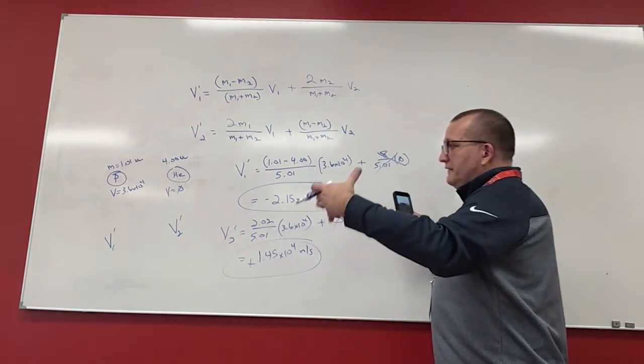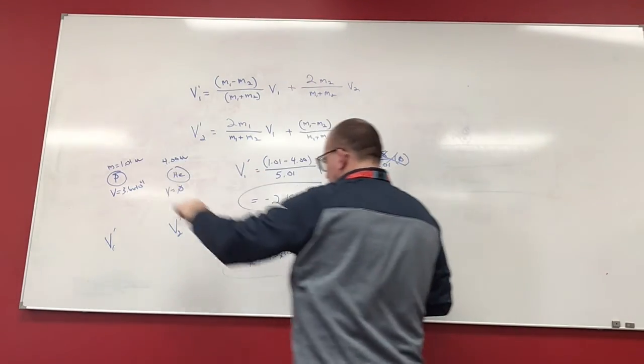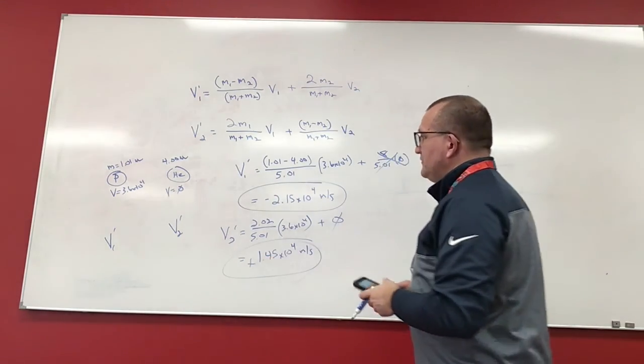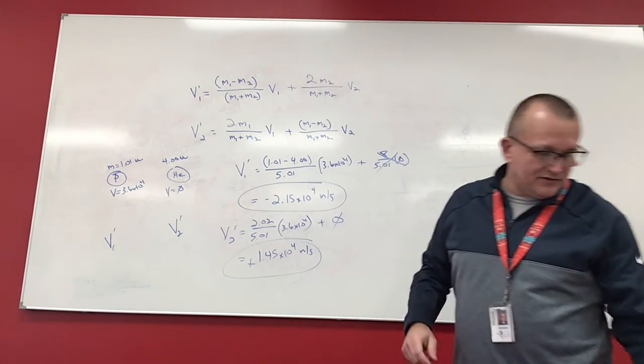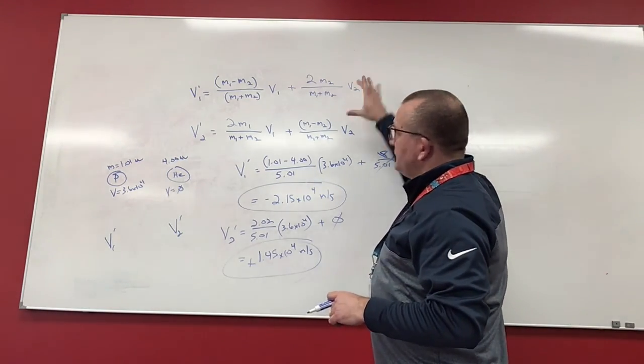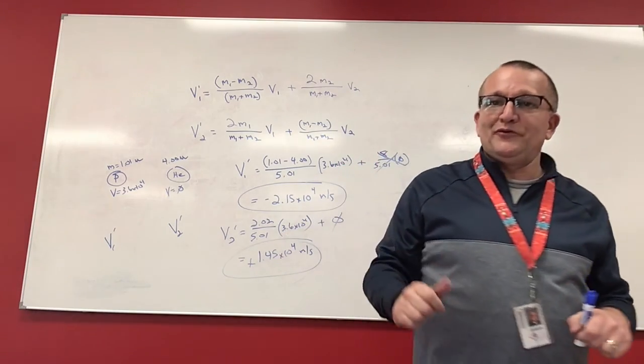So they hit, they collide, the proton bounces back this much, and the helium goes with this velocity in the positive direction. So again, for elastic collisions, if we know it's elastic, these two equations are it. It's a pain to use, but it's better than having to go through some of the other ways.